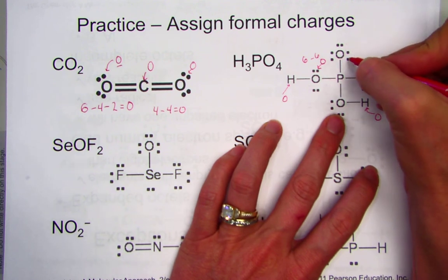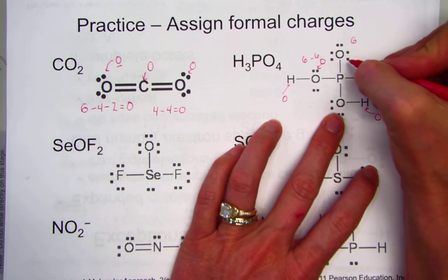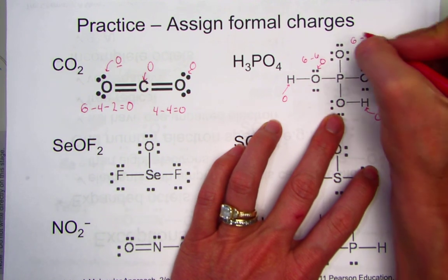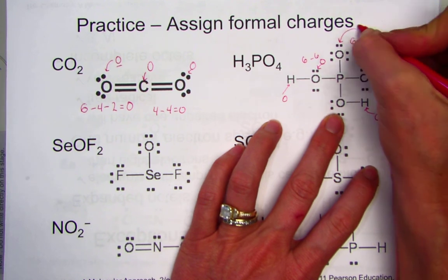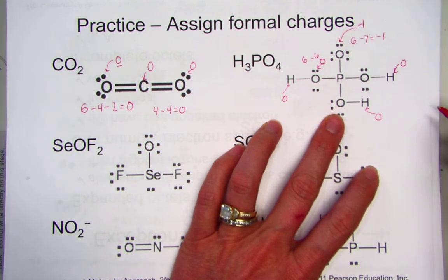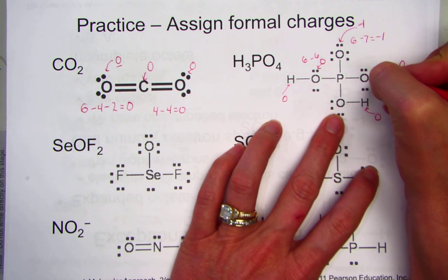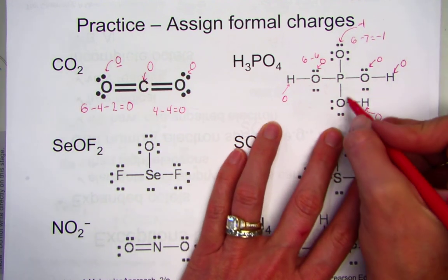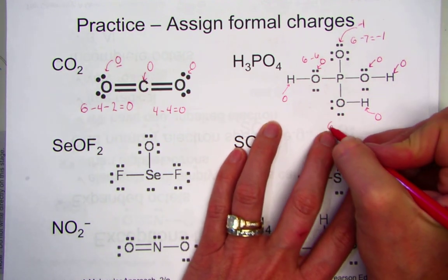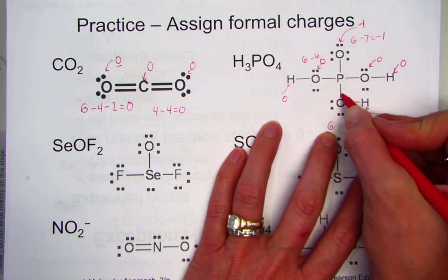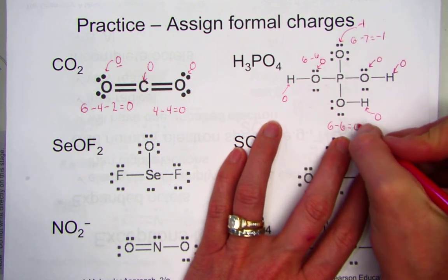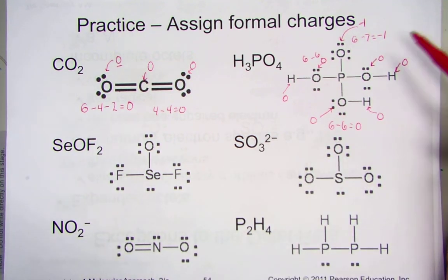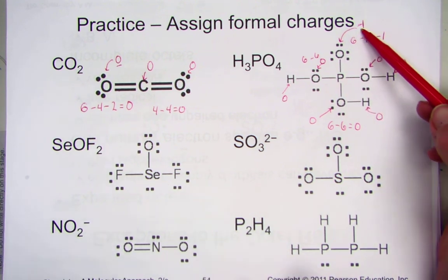Let's do the top. Oxygen lives in group 6A. There's 1, 2, 3, 4, 5, 6, plus 1 from the bond is 7. This oxygen has a formal charge of -1. This oxygen to the right will match the one to the left, ended up to be 0. And looking down here, this oxygen lives in group 6A. There's 1, 2, 3, 4, 5, 6. 6 minus 6 is 0. Formal charge on this oxygen is 0. So they all worked out to be 0 except the one on top was a -1.